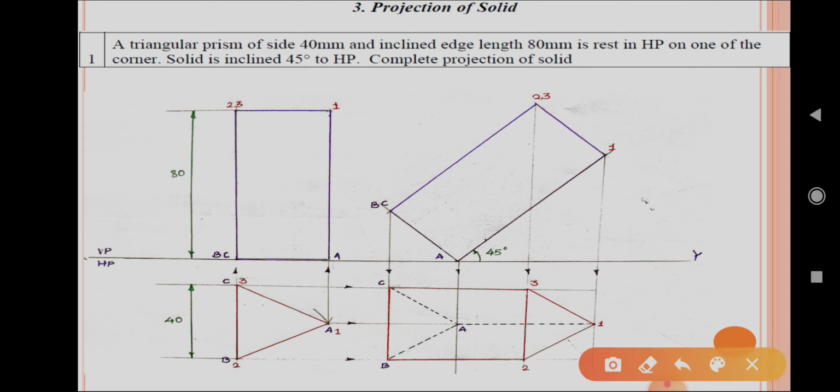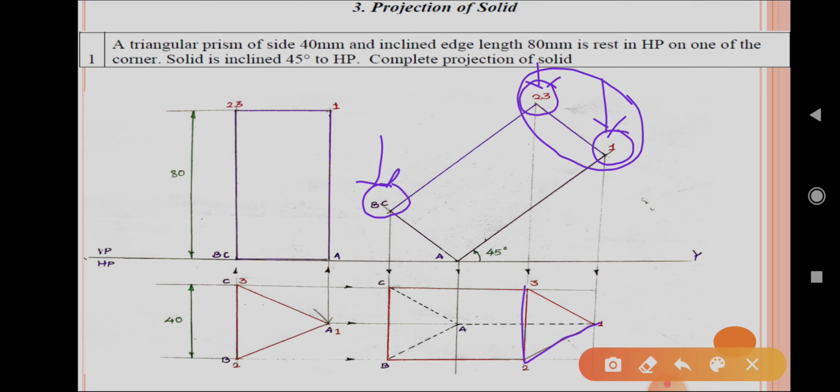Then after that we can check the visibility with arrow concept. With arrow concept, the point 1 is directly marked by arrow, point 2 3 is directly marked by arrow, BC also directly marked by arrow. So point 1 2 3, so these points, all points are visible, so connect all points with the dark line and complete the top surface. Then bottom, the B and C are visible points, we can connect with the dark line.